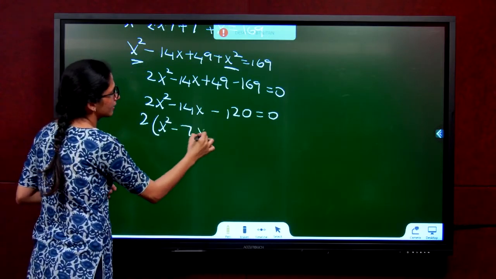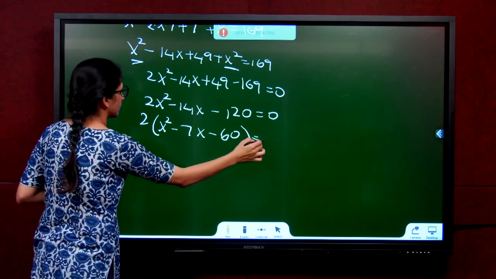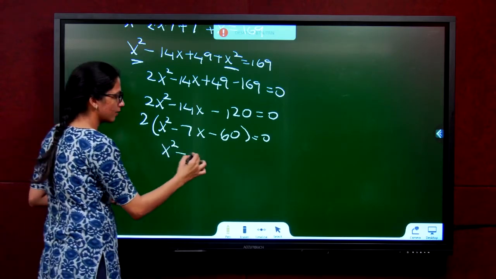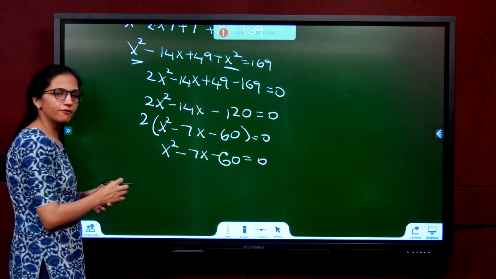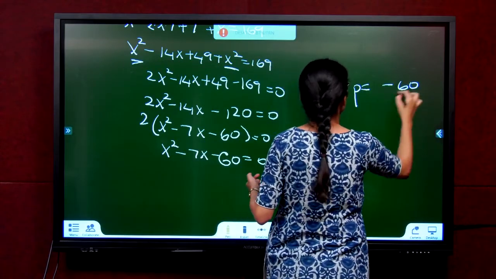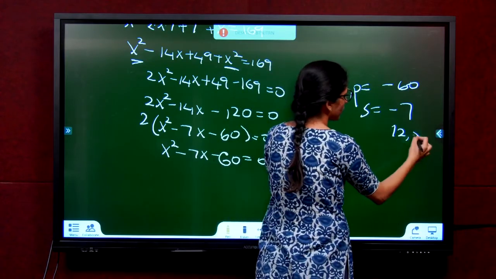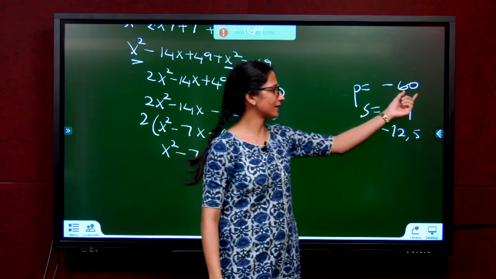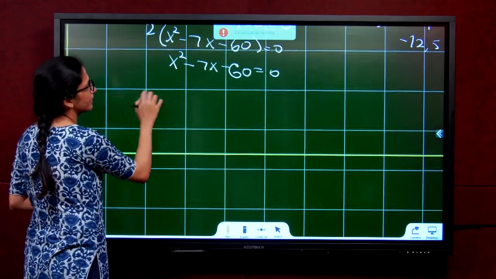Take 2 common. x square minus 7x minus 60 is 0. So, 2 goes aside. x square minus 7x minus 60 is 0. 12 and 5. Okay, product. What is the product? 1 into minus 60, minus 60. Sum is minus 7. 12 5s are 60. So, this is 12 and 5. You want minus 7. So, minus 12 plus 5. If you multiply them, you get minus 60. If you add them, you get minus 7. Condition satisfied.